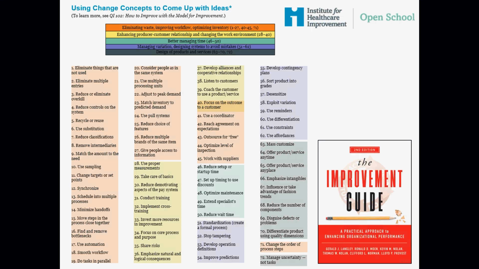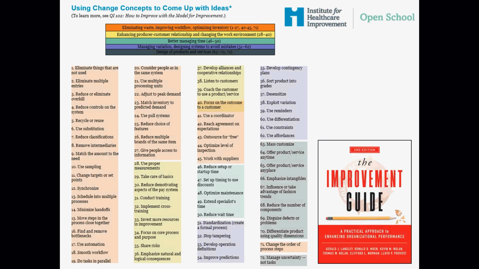And often you have ideas of the changes you want to make, but there's a list of change concepts, and this is derived from the group that came up with the model for improvement. This is from the Improvement Guide, which is a great book. It's in the bottom right here. That is excellent reading for those who want a deeper dive into QI methodology, and it's a very nice overlay of the model for improvement.